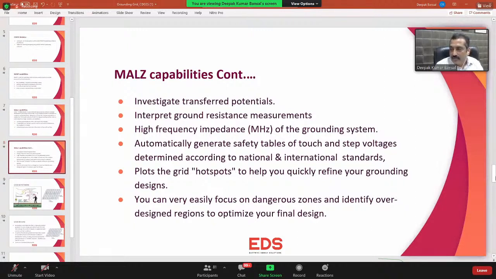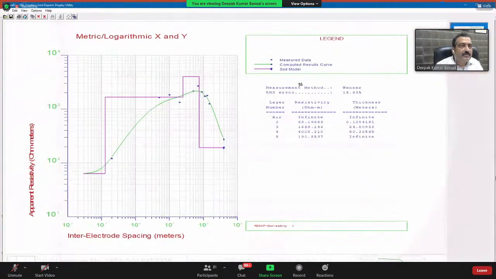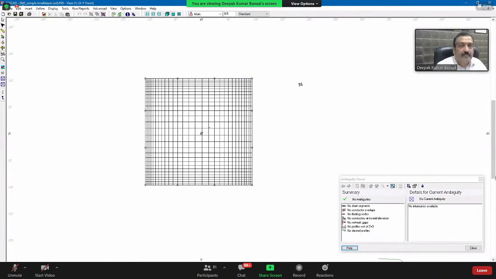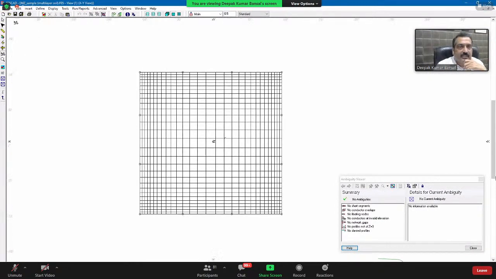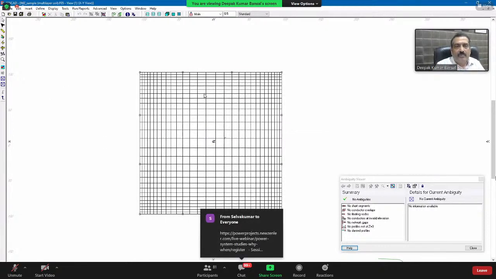So now we'll go back to my MOLZ software for demonstration. So this is an earthing grid which I have made. This is not the actual project. I have made it for demonstration only. This is around 200 meter by 200 meter.